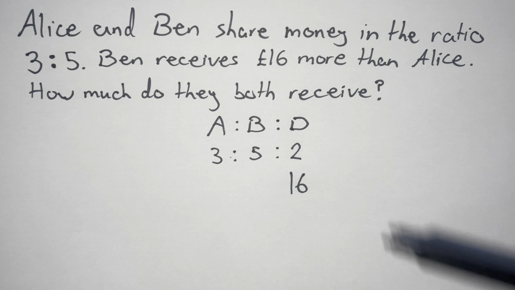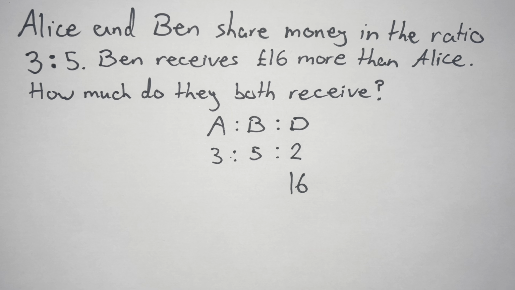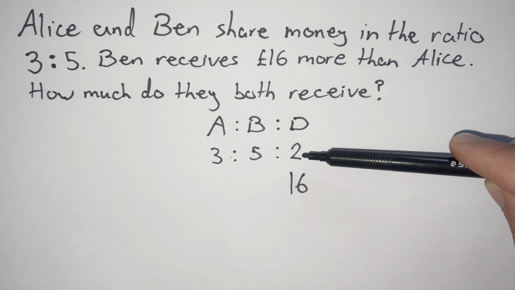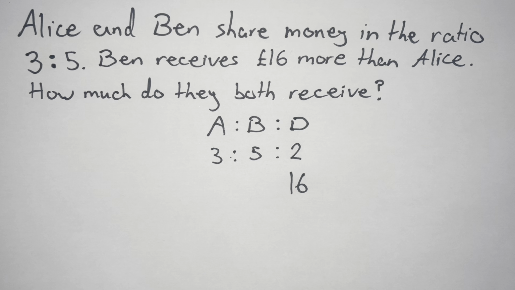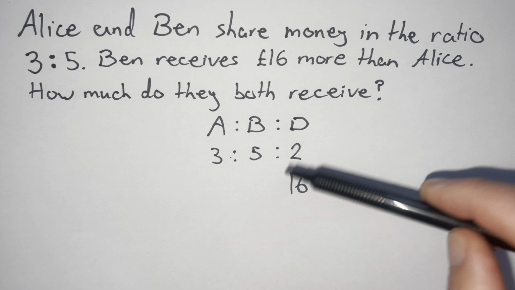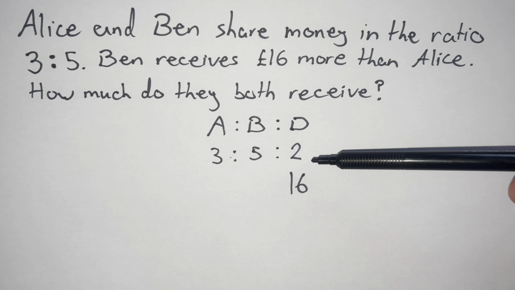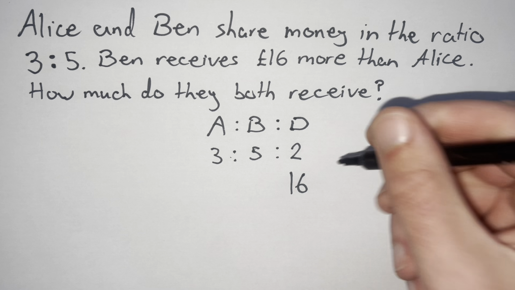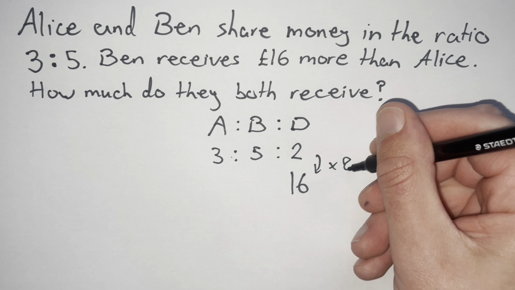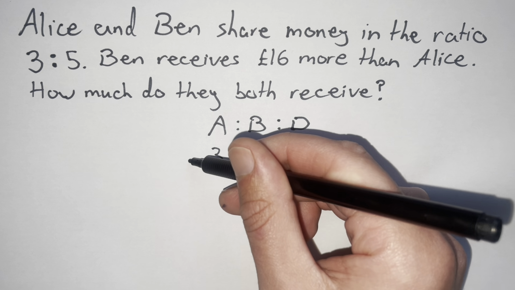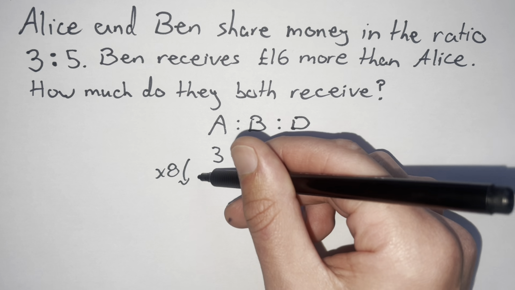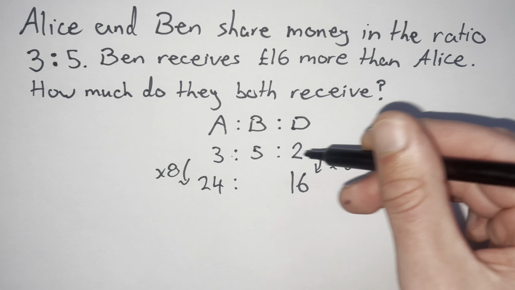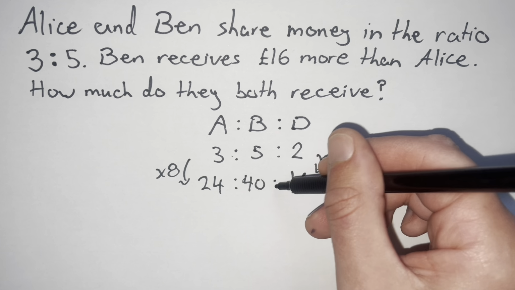Now I'm going to create an equivalent ratio underneath. And to create that equivalent ratio, I need to multiply everything in this first ratio by some number to get my second ratio. So I see I've got a match here in my differences, and I get to think, what do I multiply 2 by to get 16? I multiply by 8. Now I need to do this throughout the rest of my ratio. So 3 times 8, that's 24. And 5 times 8, that's 40.